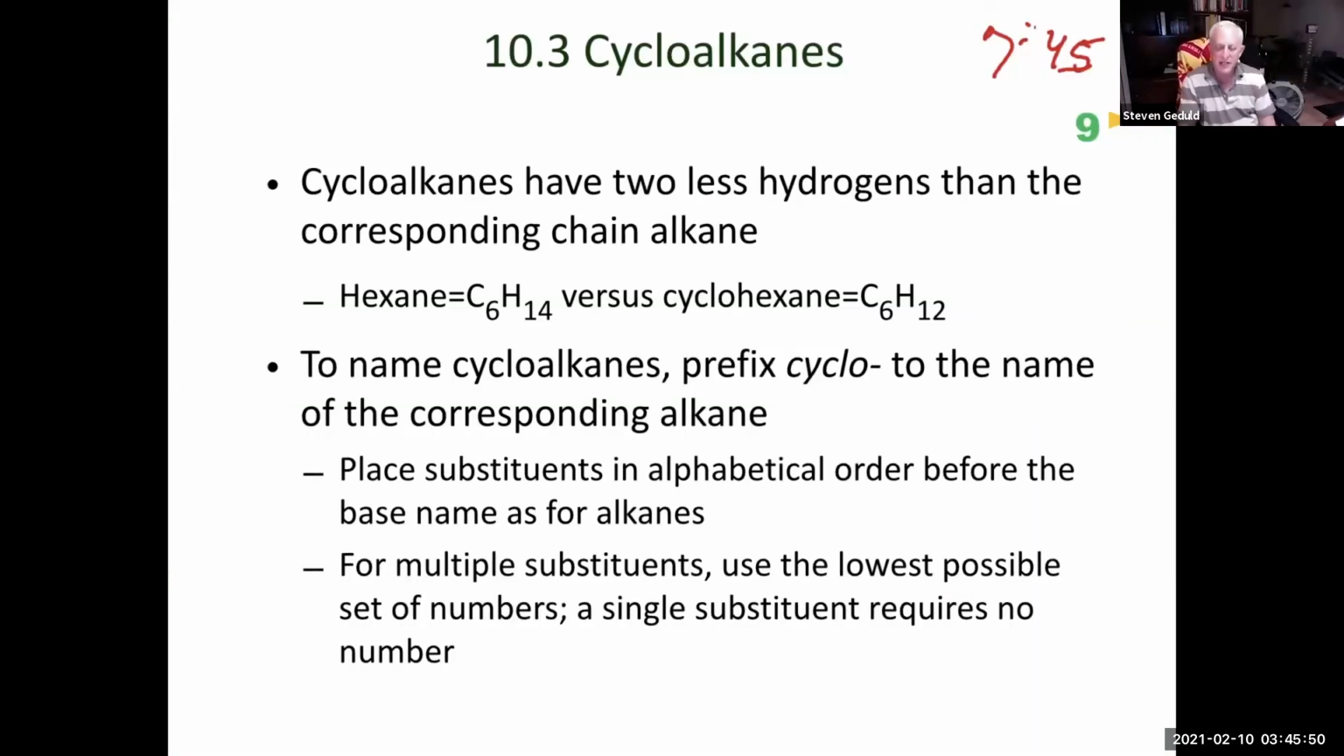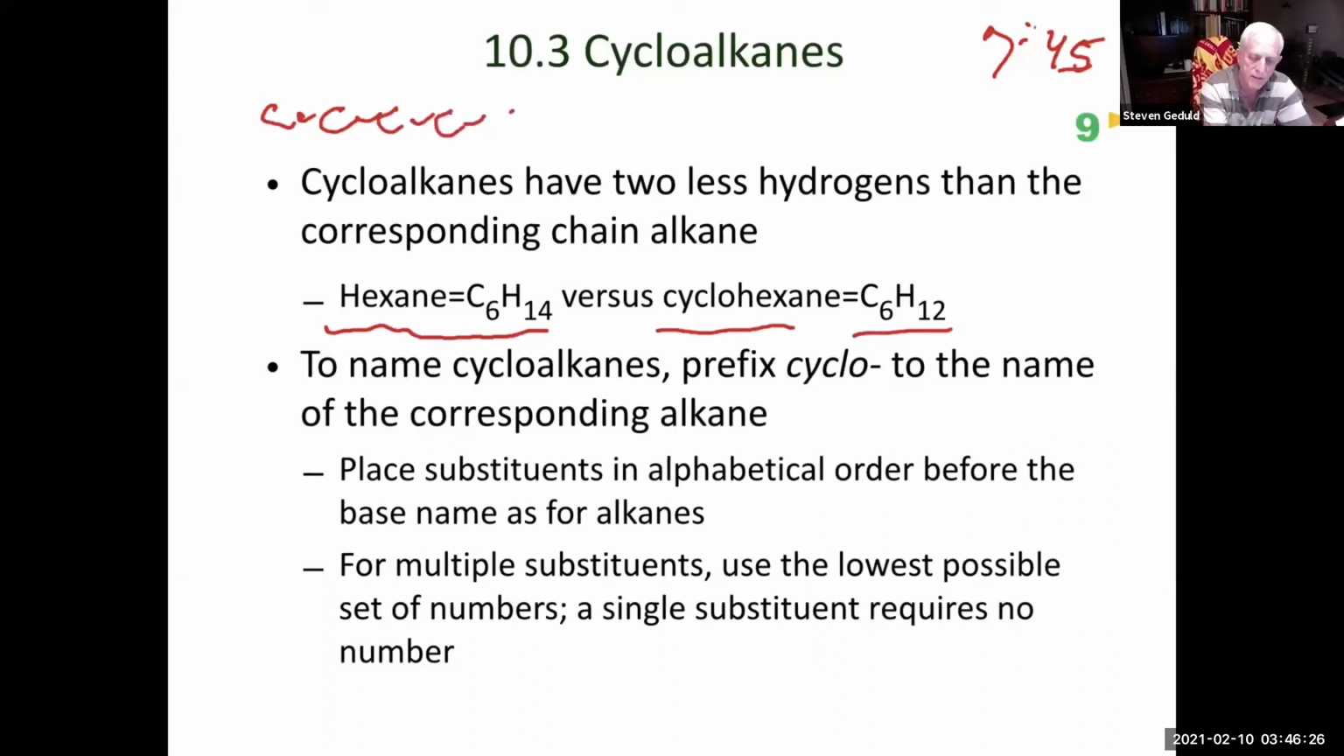A lot of things exist in nature as cycloalkanes, which means cyclo means a circle, alkane means all single bonds still, just like it did before. All right, so cycloalkanes have 2 less hydrogens than their corresponding alkane chain. So hexane would be C6H14. Cyclohexane would be C6H12. That's because in a chain, if you had hexane, 1, 2, 3, 4, 5, 6 carbons, right? 1, 2, 3, 4, 5, 6 carbons.